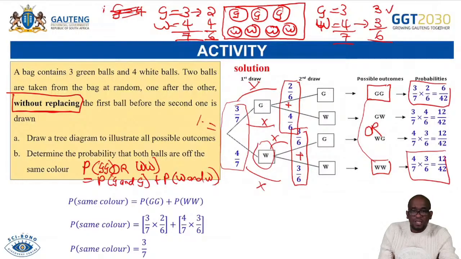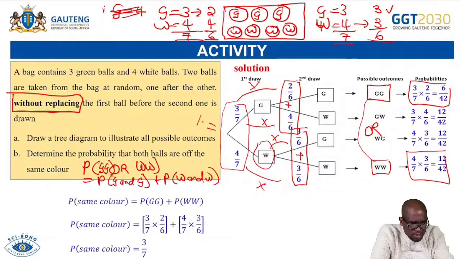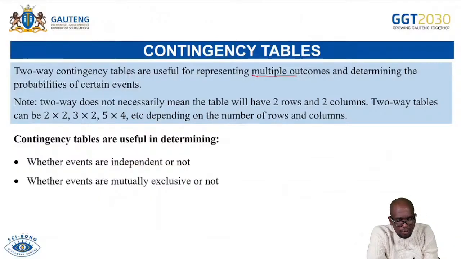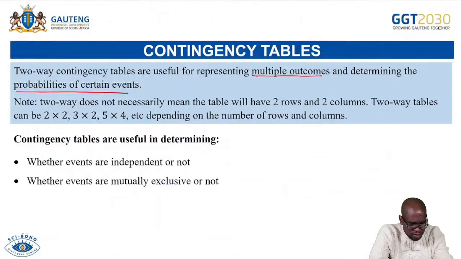For them to be of the same color, the probability would be 3 divided by 7. Now, let's go to the last part of our lesson, which would be the contingency tables. The two-way tables are useful for representing multiple outcomes and determining the probabilities of certain events.